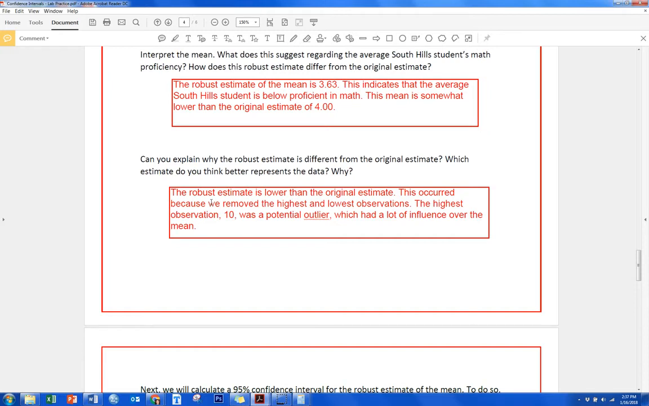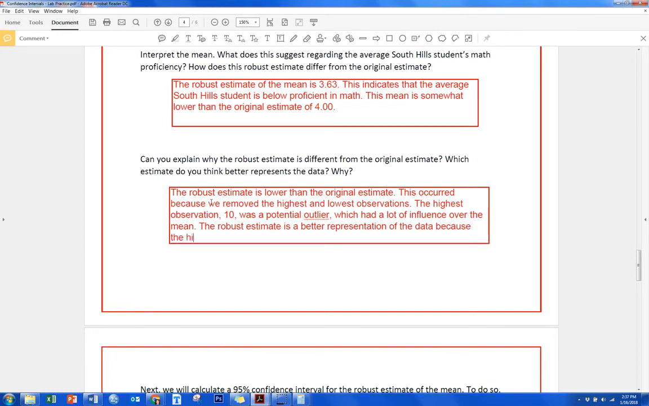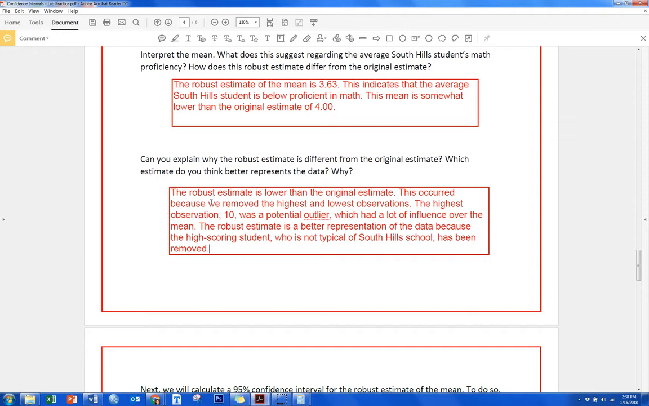Okay, so the robust estimate is a better representation of the data because the high scoring student, who is not typical of the South Hill School, has been removed. There we go. So we've gotten rid of the outlier. We've done it in a fair way, took out the bottom and the highest observation, and now we have a slightly lower estimate, still interpreted the same, right? Below proficient. That's what we knew before. That's what we know now.